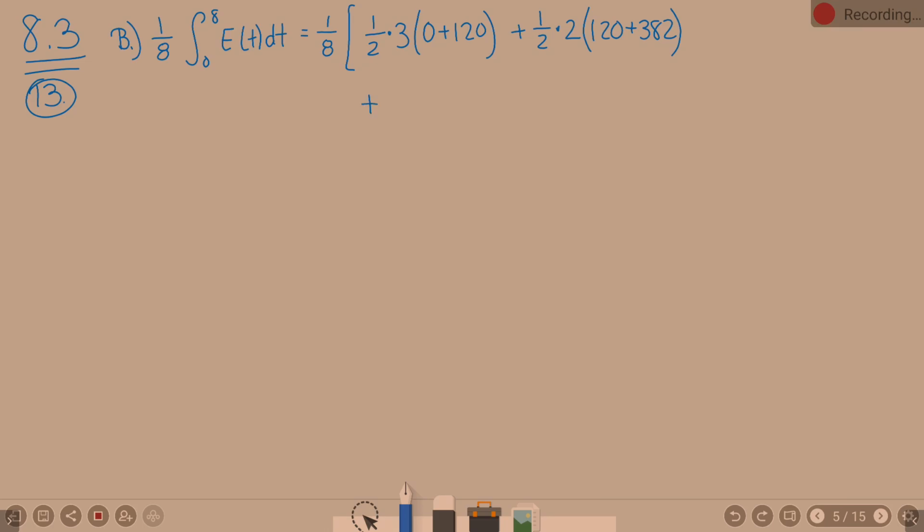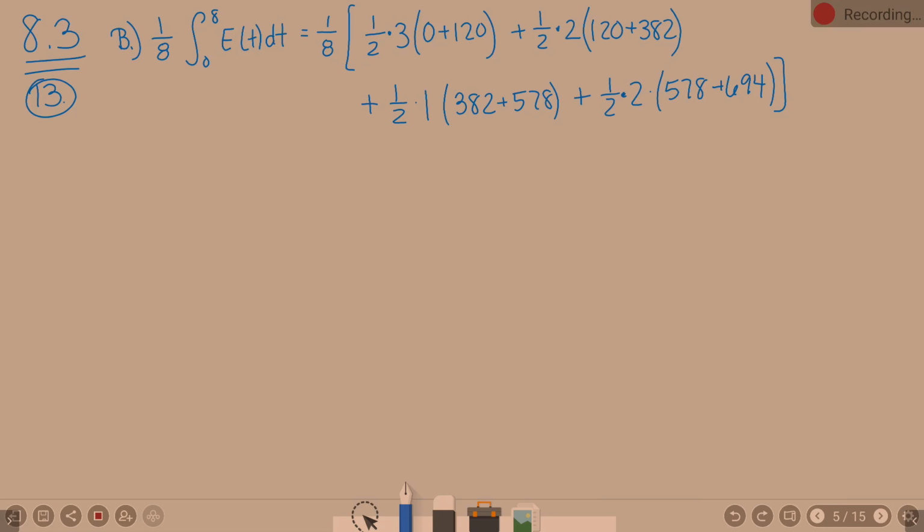I'm just going to bring it down below because I'm going to run out of room. 1/2 times the next width. What are we doing? 5 to 6, so a width of 1. Base 1 plus base 2: 382 plus 578. Plus, and one more, 1/2. A width this time from 6 to 8 of 2. And then base 1 plus base 2: 578 plus 694. At that point, that definitely becomes a calculator problem.